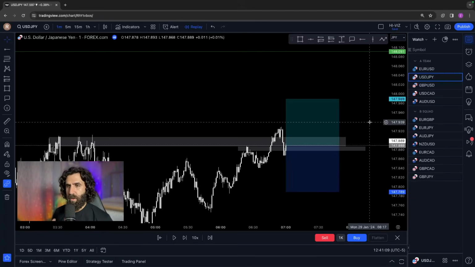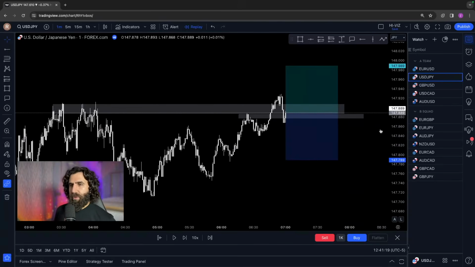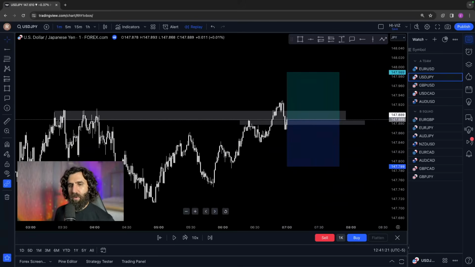Let's jump on this one. I'll show you how this played out. I'll show you how I managed it, and we can get a feel for how this worked in this situation. We get our entry here. We start with a 1-to-1. We're going to play this forward.